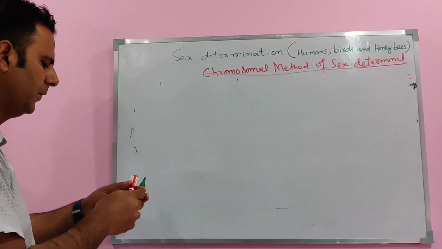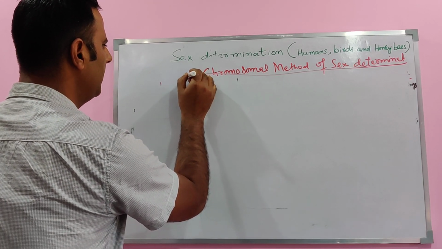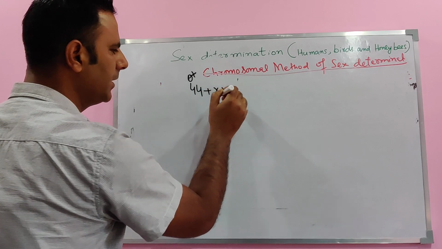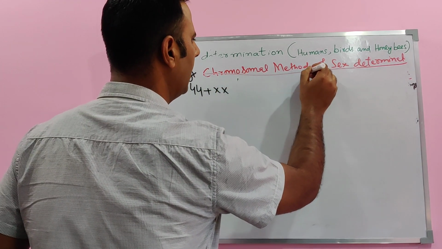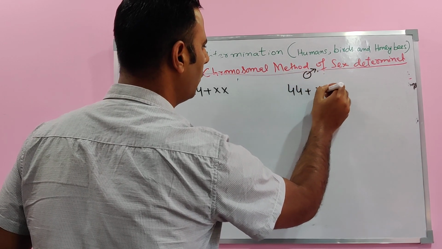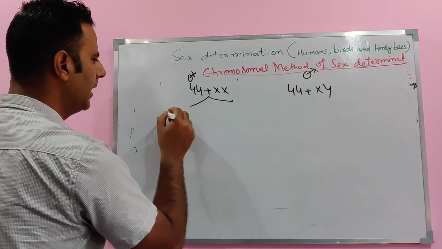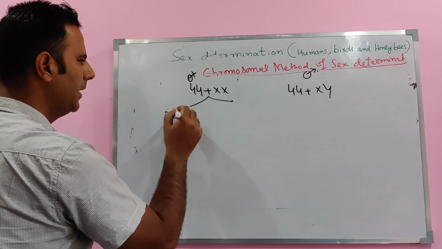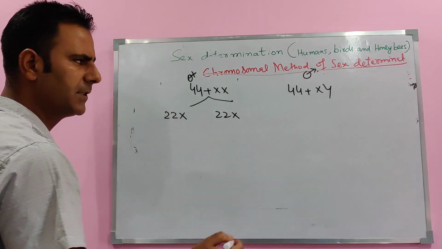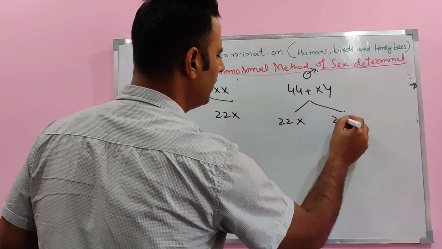For example, if we talk of human beings, we have 44. If it is a female, it has 44 plus XX condition. And if it is a male, it has 44 plus XY condition. Males are heterogametic. Then gametes will be produced. The gametes will have half the number of chromosomes. It is 22X. Again the gametes will be produced, 22X and 22Y.